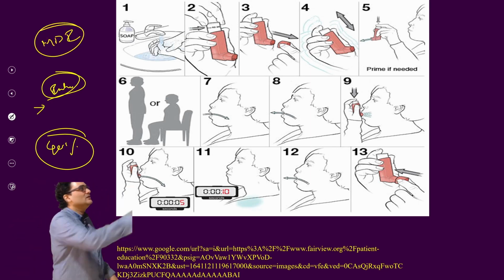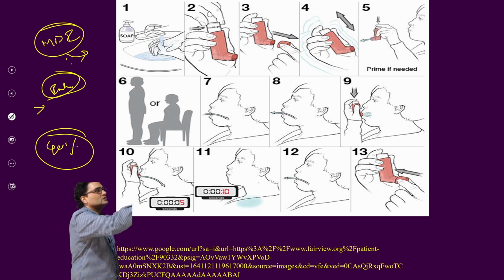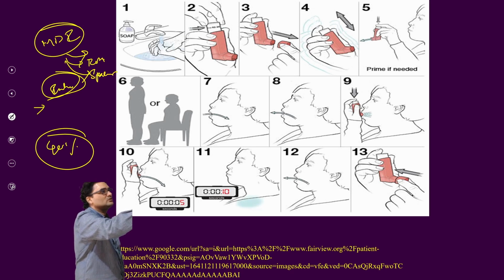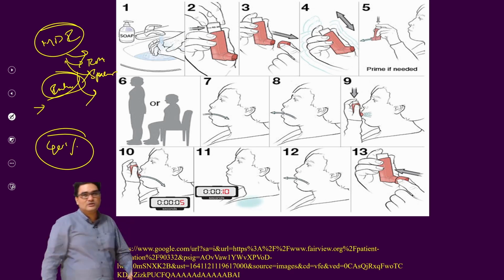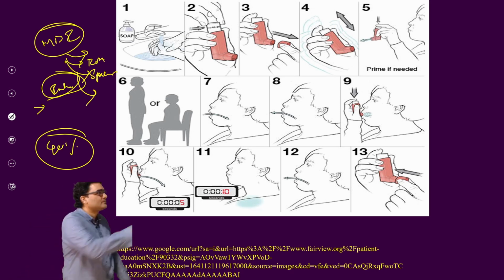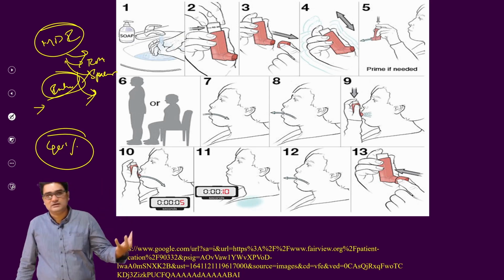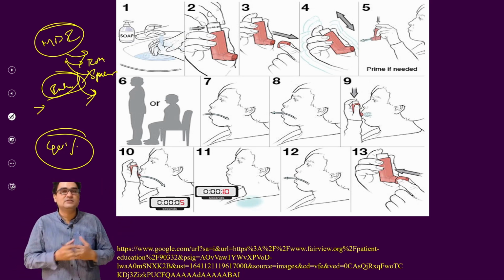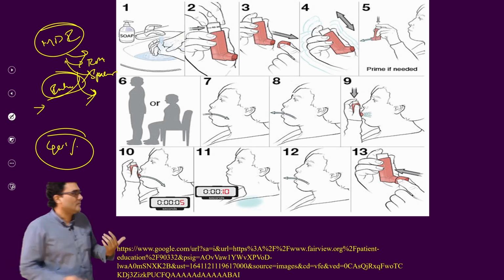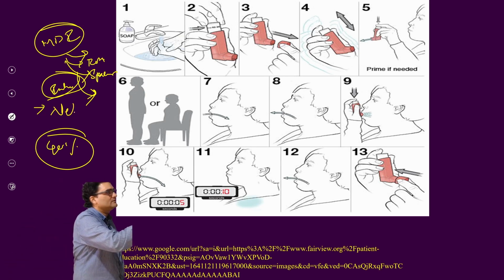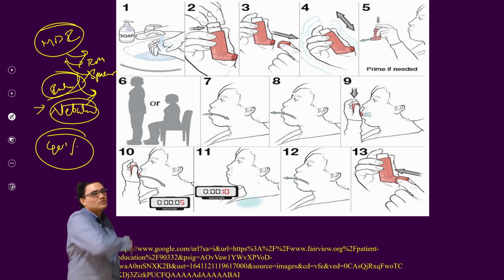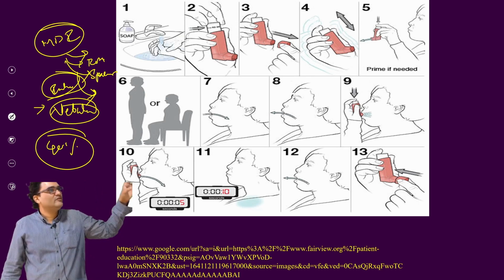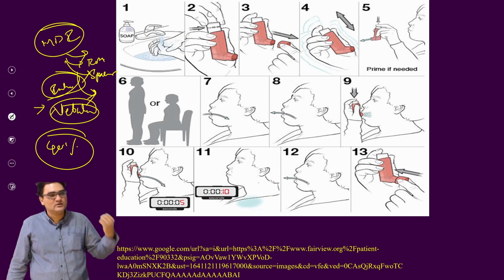The different devices that can be used are: one is the inhaler, which you have commonly seen; there are others known as rotahalers; there are spacers that can be used; and commonly heard, nebulization. All these are different ways by which you can make sure that the drug enters the respiratory system.